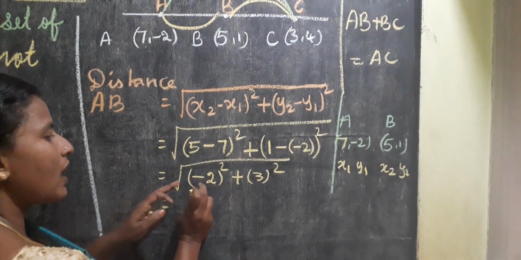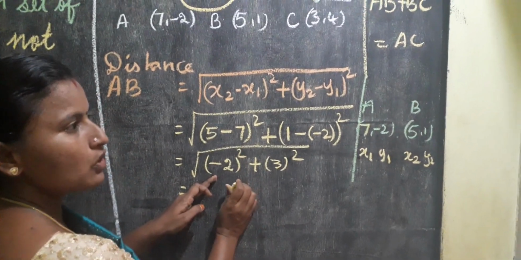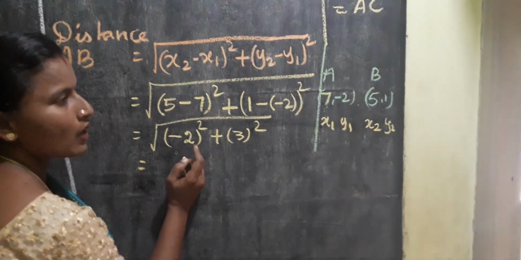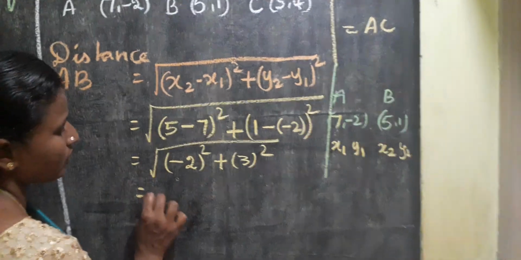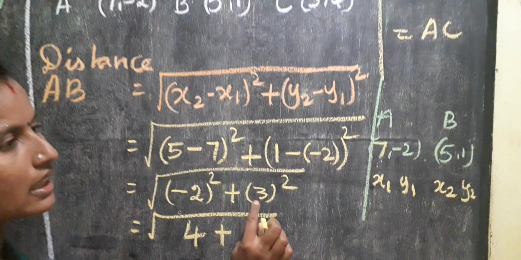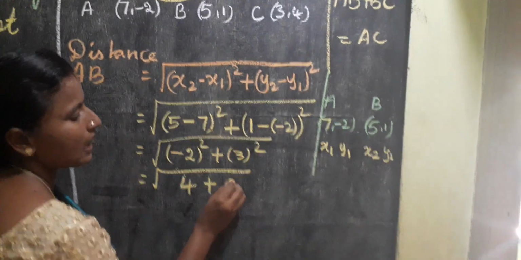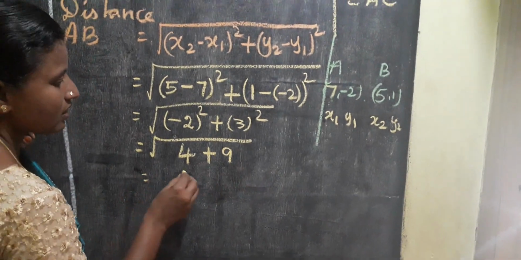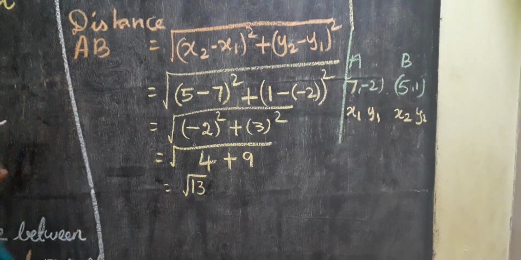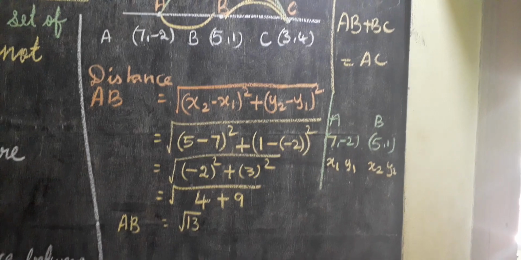And next, minus 2 into minus 2. Square means multiplying 2 times. Minus 2 into minus 2 is plus 4. The square root of 4 plus 3 square. 3 square means multiplying 3 two times, 3 into 3, 3 threes are 9. Next, 4 plus 9 is 13. Square root of 13. So the distance between the 2 points AB is equal to square root of 13.